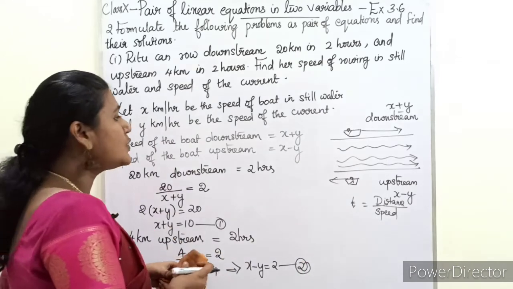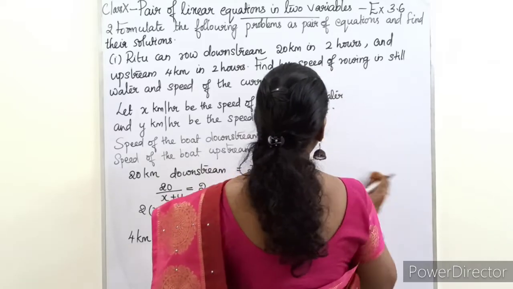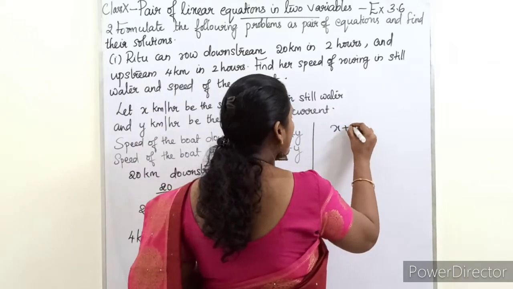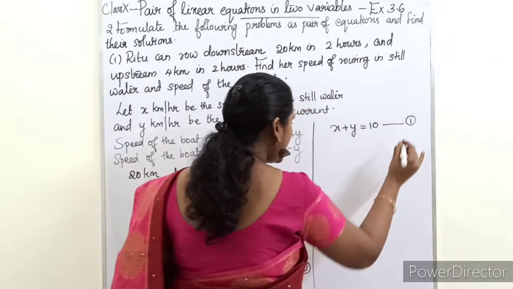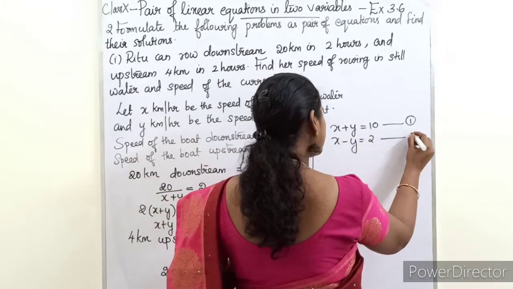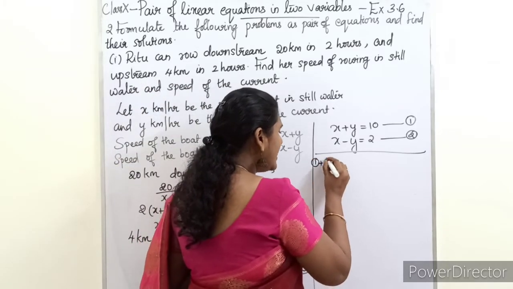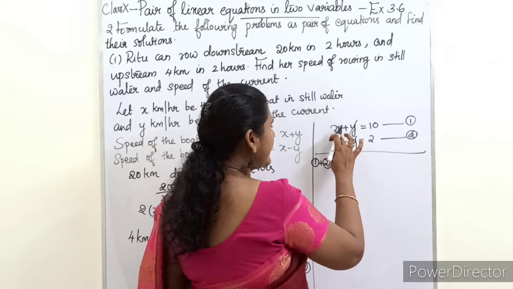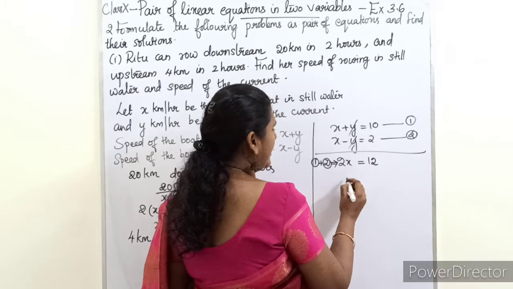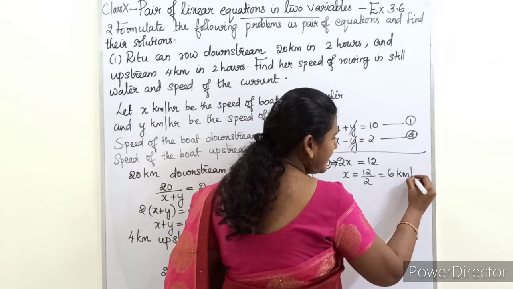So we got two equations. Now we are going to solve this using the elimination method. So what are the two equations we have? x plus y is equal to 10, this is the first equation, and x minus y is equal to 2, this is the second equation. So we will add here. When you add equations 1 and 2, the y term will get cancelled and x plus x is 2x. So 2x is equal to 12. So x is equal to 12 by 2, which is 6 kilometer per hour.